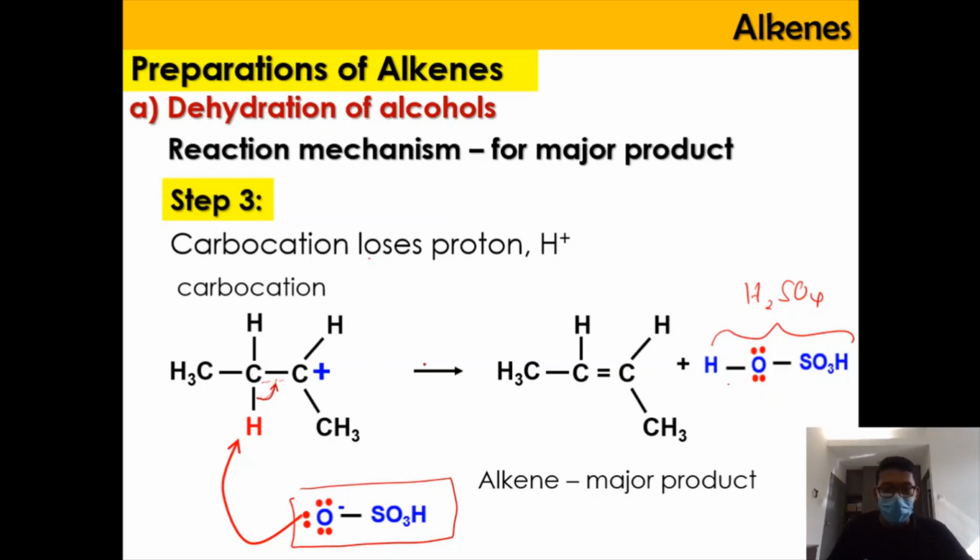Alright, so from alcohol, it will produce an alkene, which is our major product, and it will create back our H2SO4, which is the catalyst. So it clearly shows that the catalyst will not be used up in the reaction because it will be regained at the end of the reaction. Okay, and here we can show that the major product is being formed.